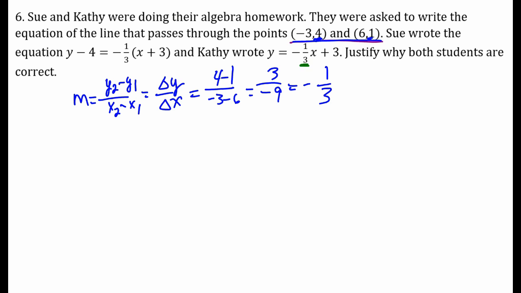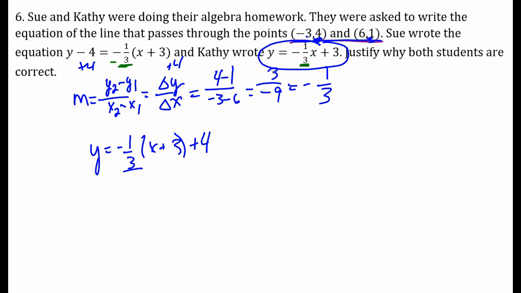Do they? Kathy's does. And this is kind of in point slope form. Sue's does. So they both have the right slope. Now I can check the y-intercept multiple ways. I'm going to take Sue's line here and add 4 to both sides to get it into point slope form. We know this line definitely passes through this point and that point because it has a slope of -1/3 and passes through the point (-3, 4).